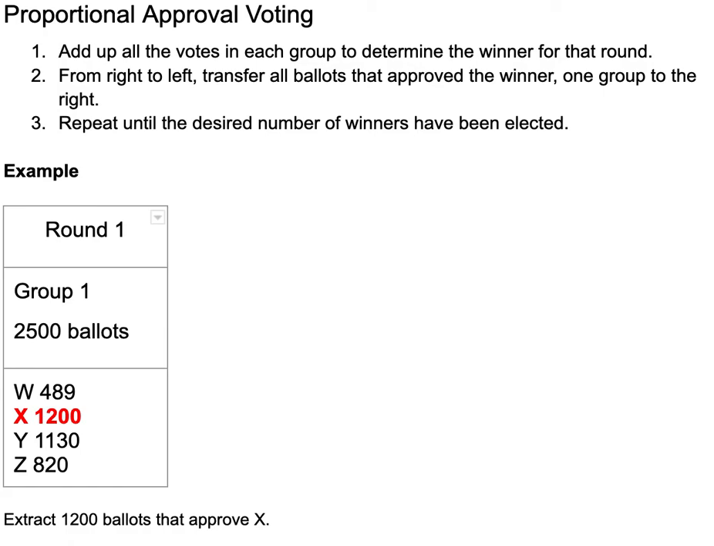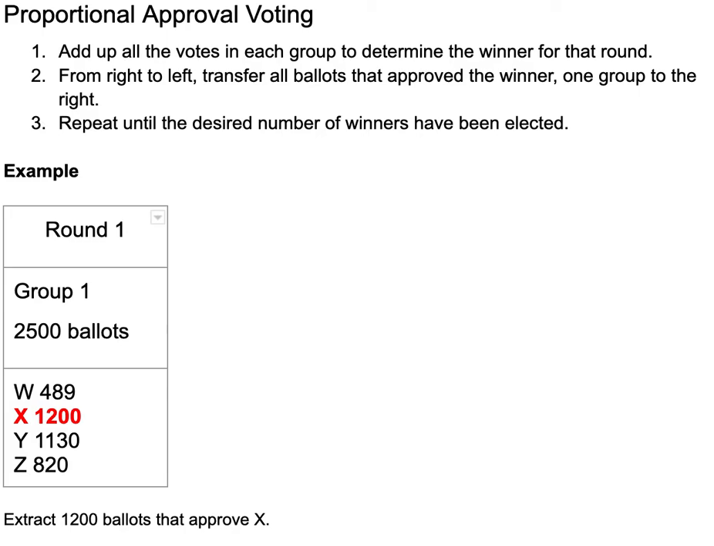Hi, in this video we're going to tabulate an election using proportional approval voting. And the specific form of proportional approval voting we're going to use is called sequential proportional approval voting because it elects the candidates sequentially, one at a time, until we've elected the desired number of winners. The process is we just add up all the votes in each group to determine the winner for that round.